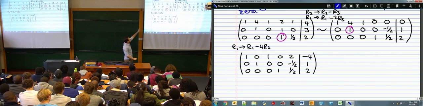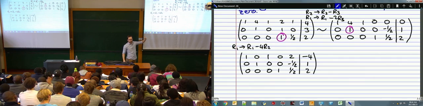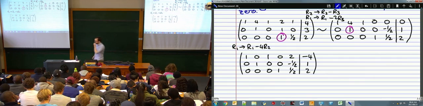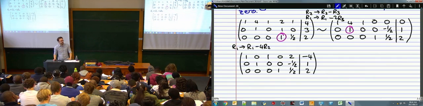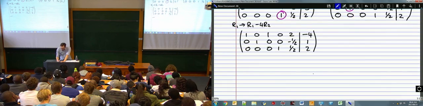I realize we're just about to run out of time, but this is now what we call reduced row echelon form. And from here, it's pretty easy for us to read off the solution.